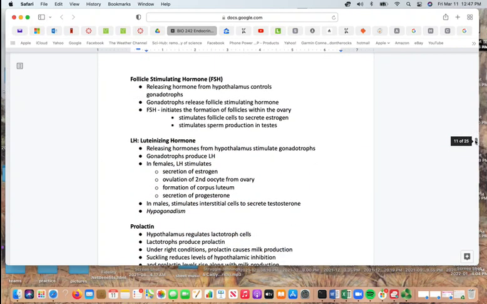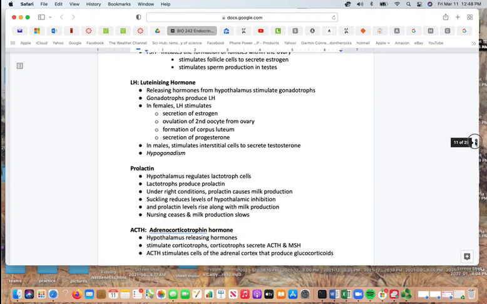Follicle stimulating hormone. So this is going to control the gonads and the gonadotrophs. The gonadotrophs release the FSH, and it's going to initiate the formation of the follicles within the ovary. Those will secrete estrogen. In the male, it will stimulate sperm production in the testes.